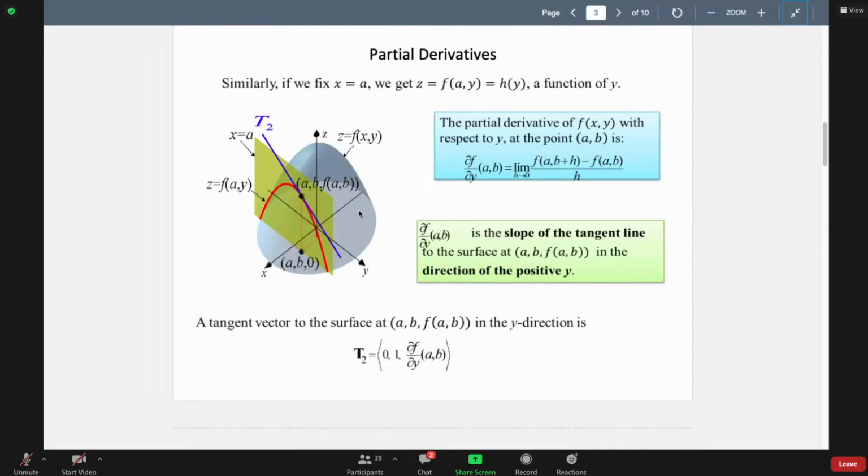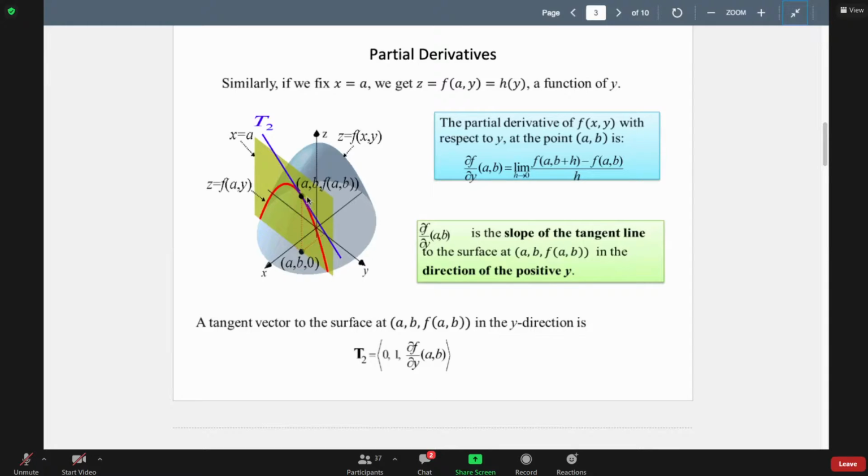Now you have again the surface as on the previous picture, but now we have a plane x equals a, a constant plane. And then this intersection is this red curve. Let's look at the point (a, b), and f of (a, b). This point belongs to the surface, belongs to the plane, belongs to the curve. And we can compute the tangent vector to this curve. Again, the first component of this tangent vector is 0, because if you project the end of the tangent vector and the beginning of the tangent vector, you are getting the same value. Projection of this and this on the plane x equals a is a, a. So the first component is a minus a, 0.